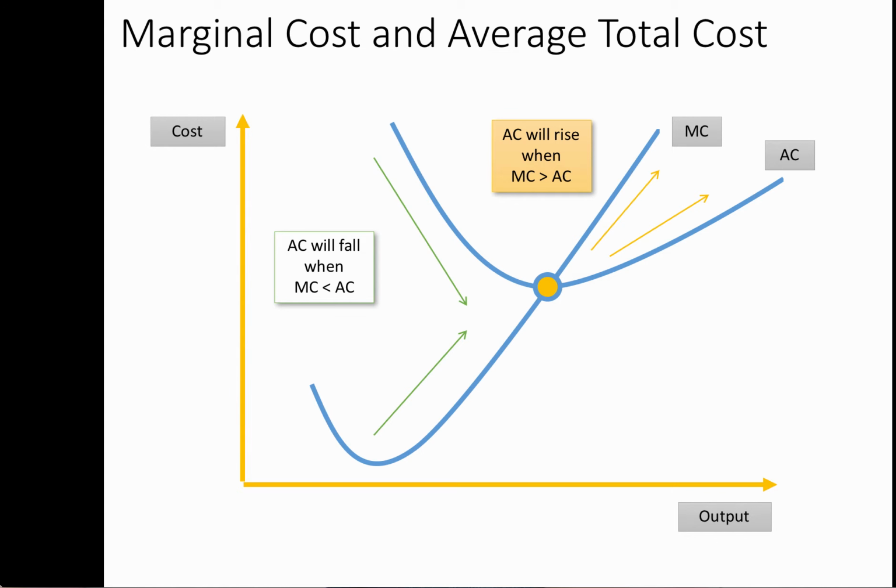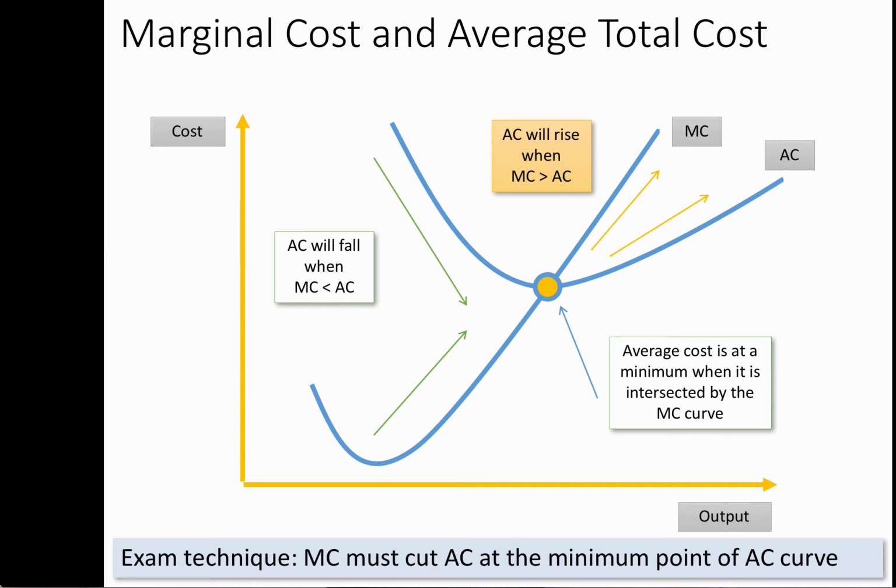Marginal cost and average cost is shown in this diagram. So when marginal cost is less than average cost, the average cost will fall. And when marginal cost is above average cost, the average cost will rise. Marginal cost must cut average cost at the minimum point of the average cost curve. The examiners will be expecting you to get that right.